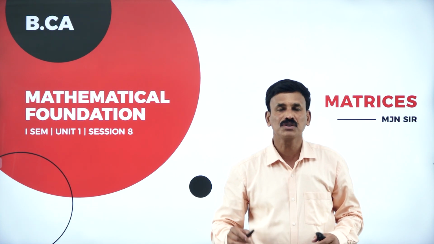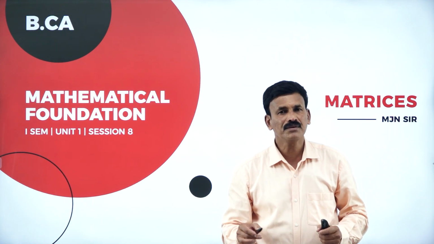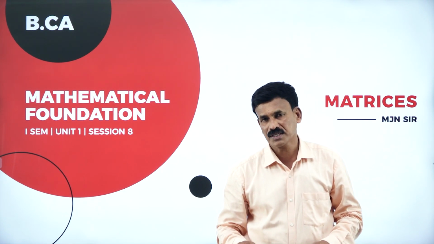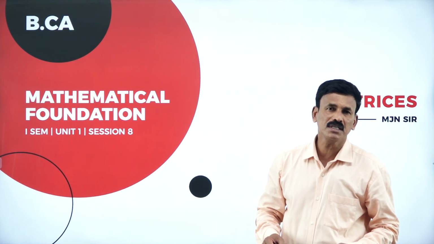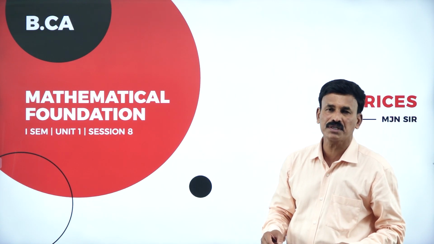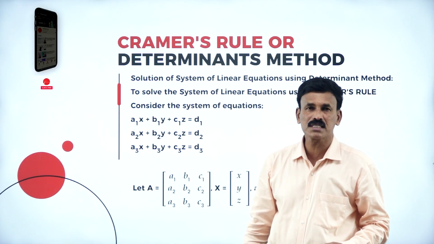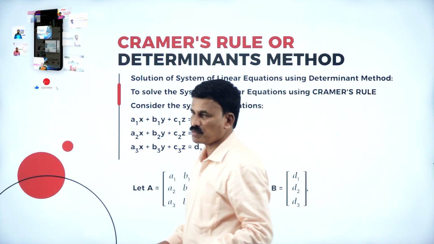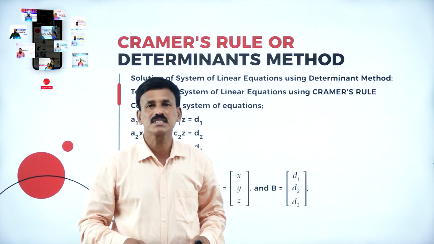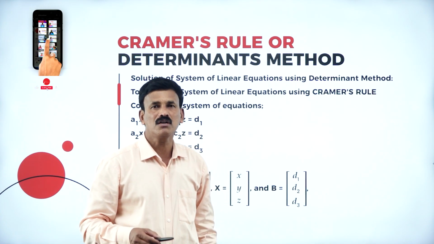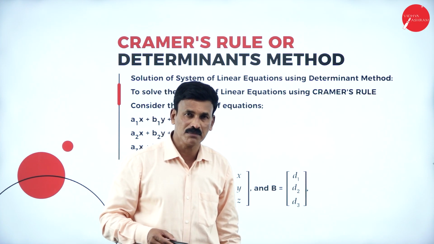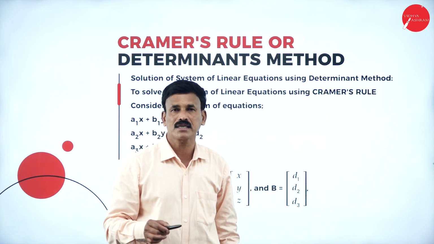Today in this session, I am going to discuss a very important, sure question for the final examination, that is regarding Cramer's rule. This is a very important concept. Now let us discuss Cramer's rule. What is Cramer's rule here? Cramer's rule is also called the determinant method. That means solving the simultaneous equation using determinant method is called Cramer's rule.